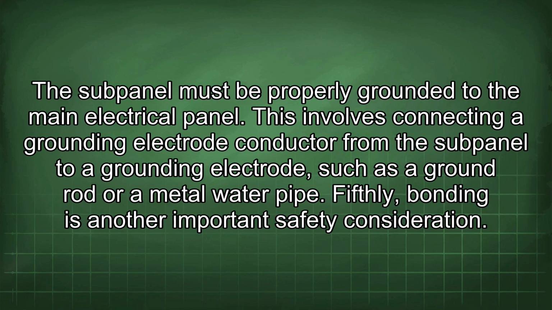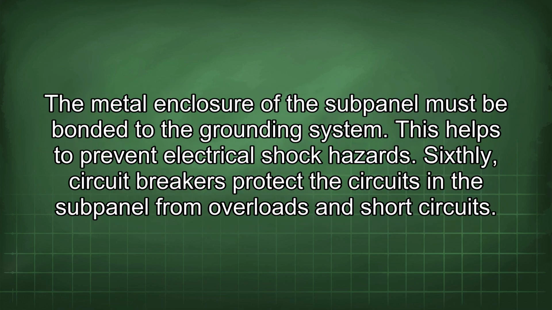The subpanel must be properly grounded to the main electrical panel. This involves connecting a grounding electrode conductor from the subpanel to a grounding electrode, such as a ground rod or a metal water pipe. Fifthly, bonding is another important safety consideration. The metal enclosure of the subpanel must be bonded to the grounding system. This helps to prevent electrical shock hazards.